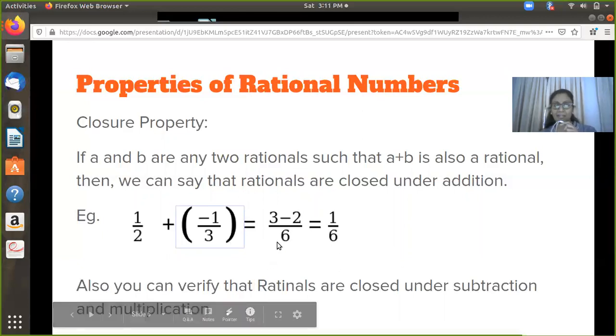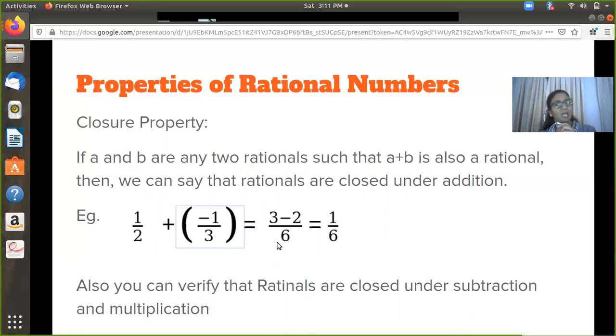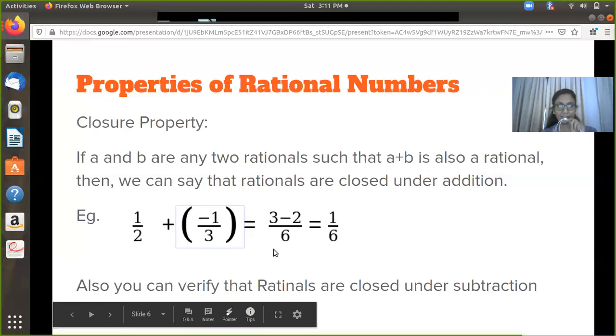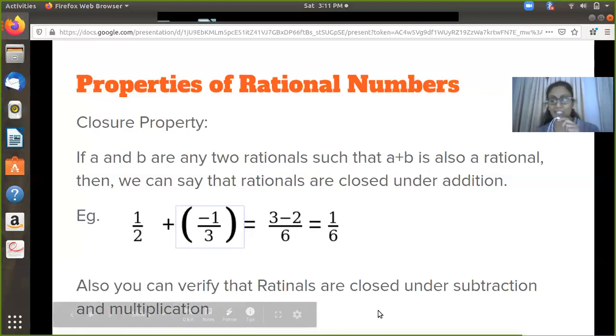Now, as I have verified the closure property for addition of rationals, you can go ahead and try to verify the same and tell us whether the operations of subtraction and multiplication also become closed, or in other words, are rationals closed under subtraction and multiplication. So this is another small thing that you have to try on your own and verify and get back to me to tell me whether they are closed under subtraction and multiplication or not.